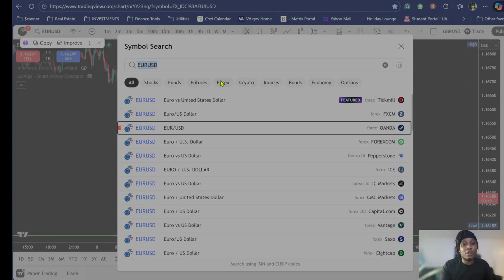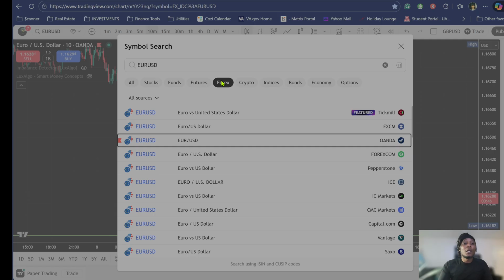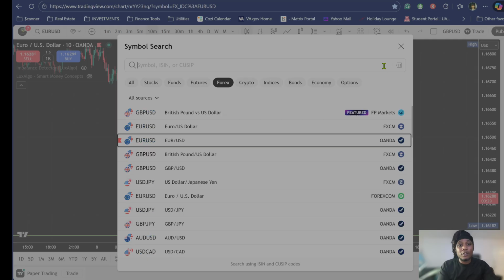Me personally, I trade forex, so I'm clicking on forex, and then right here you only see one pair because in the search bar right here, it said EURUSD. That's the European euro versus the American dollar. If I close that out, then it's going to show all of them.